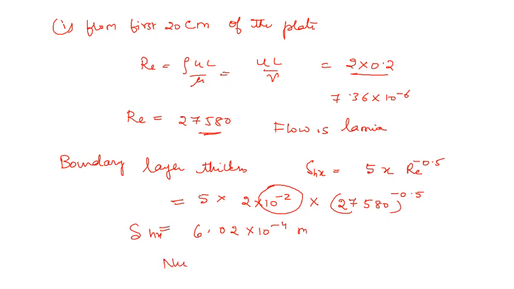So Nusselt number is 0.332 into Reynolds to the power 0.5 and Prandtl to the power 0.333. Once we substitute the values of Reynolds and Prandtl number, we will get the Nusselt number to be 48.96.